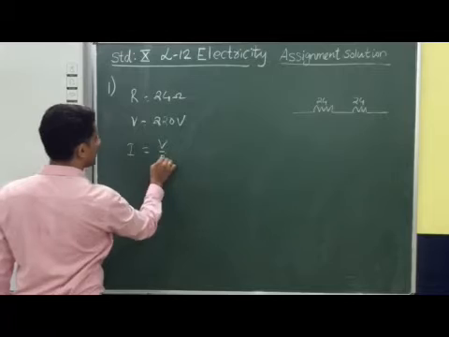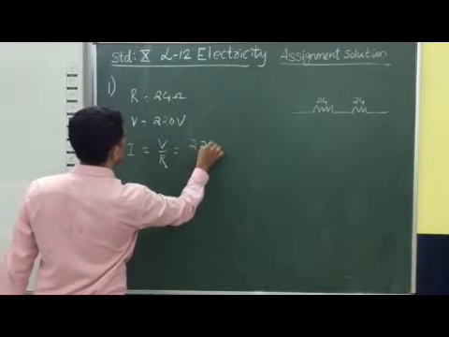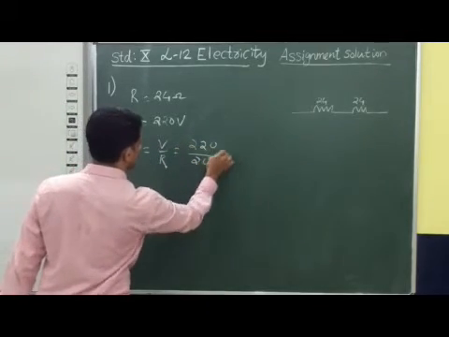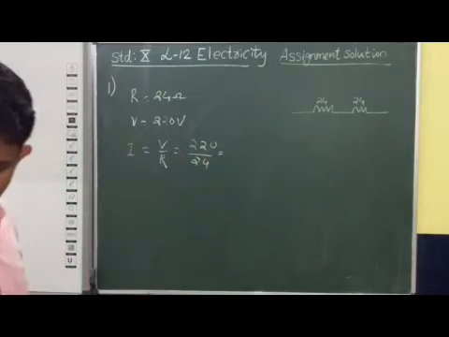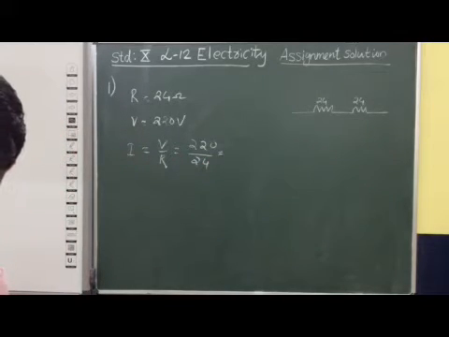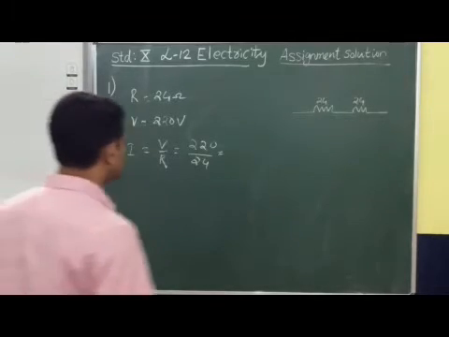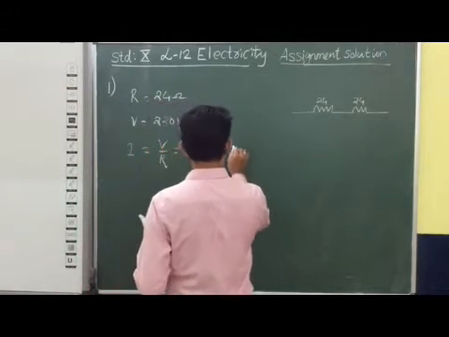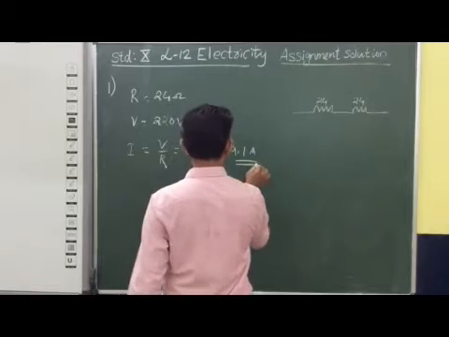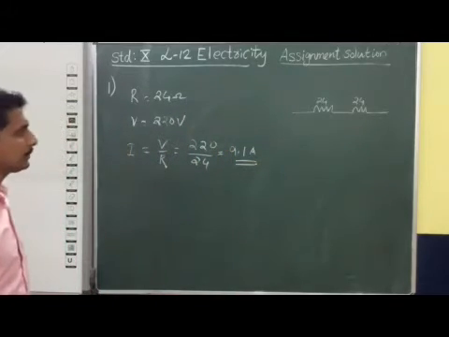So we can calculate the current. I is equal to V by R. That means 220 divided by 24. So you can calculate this and you will get the value of the current. So you will get the answer as 9.1 ampere. So this way we are giving the value of current as 9.1 ampere.